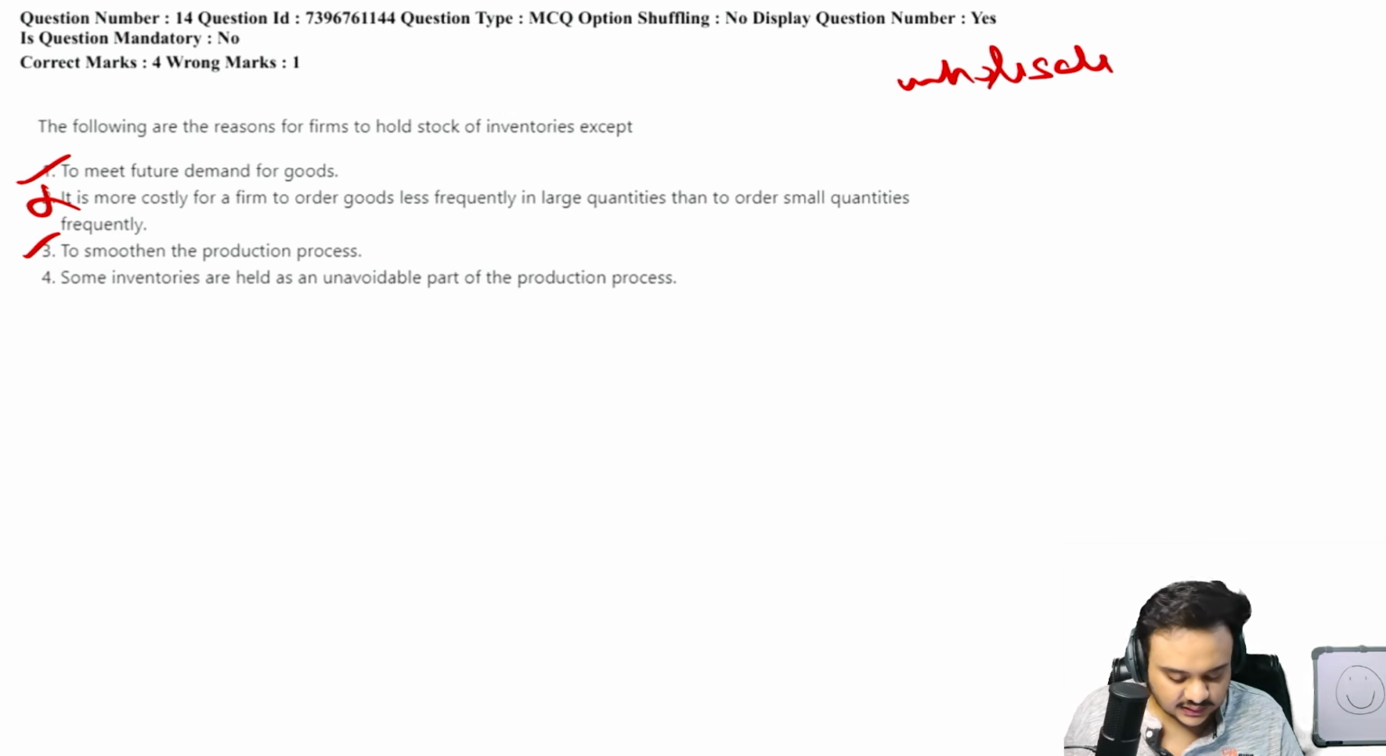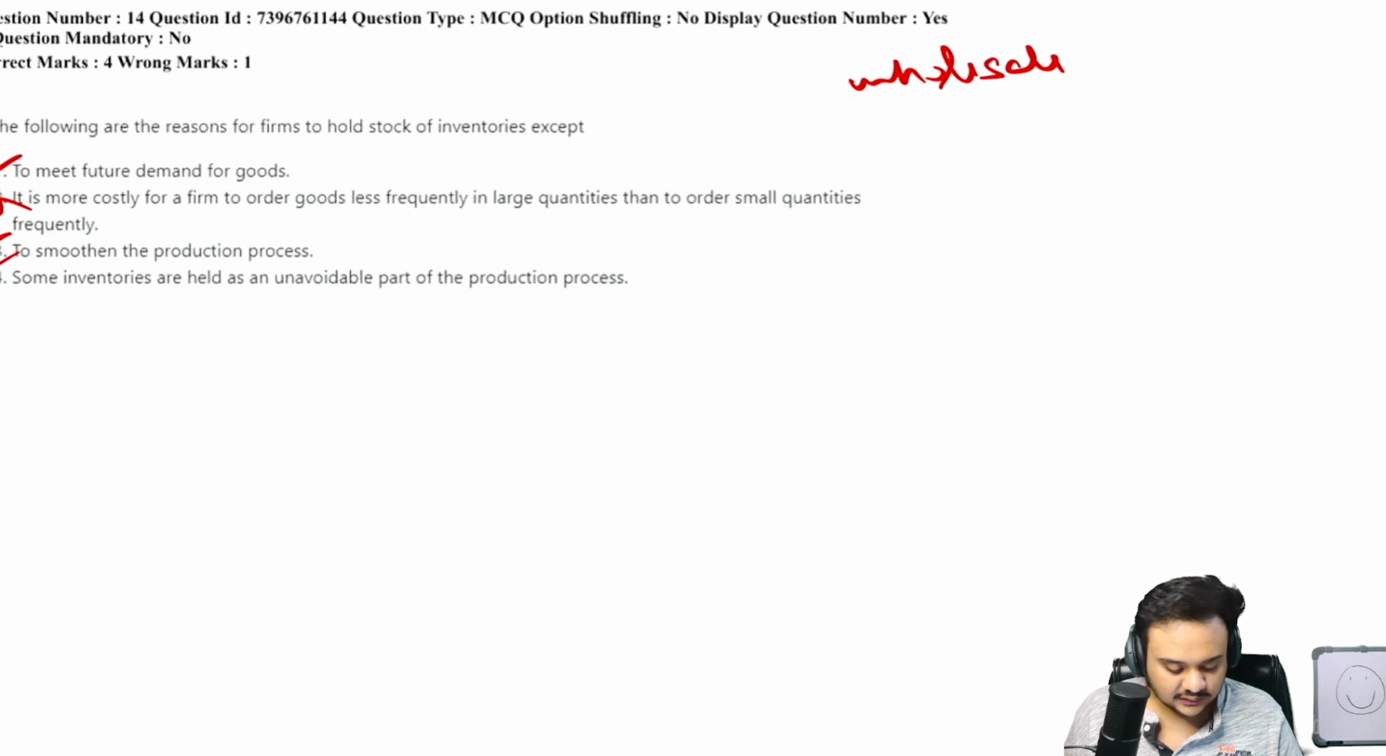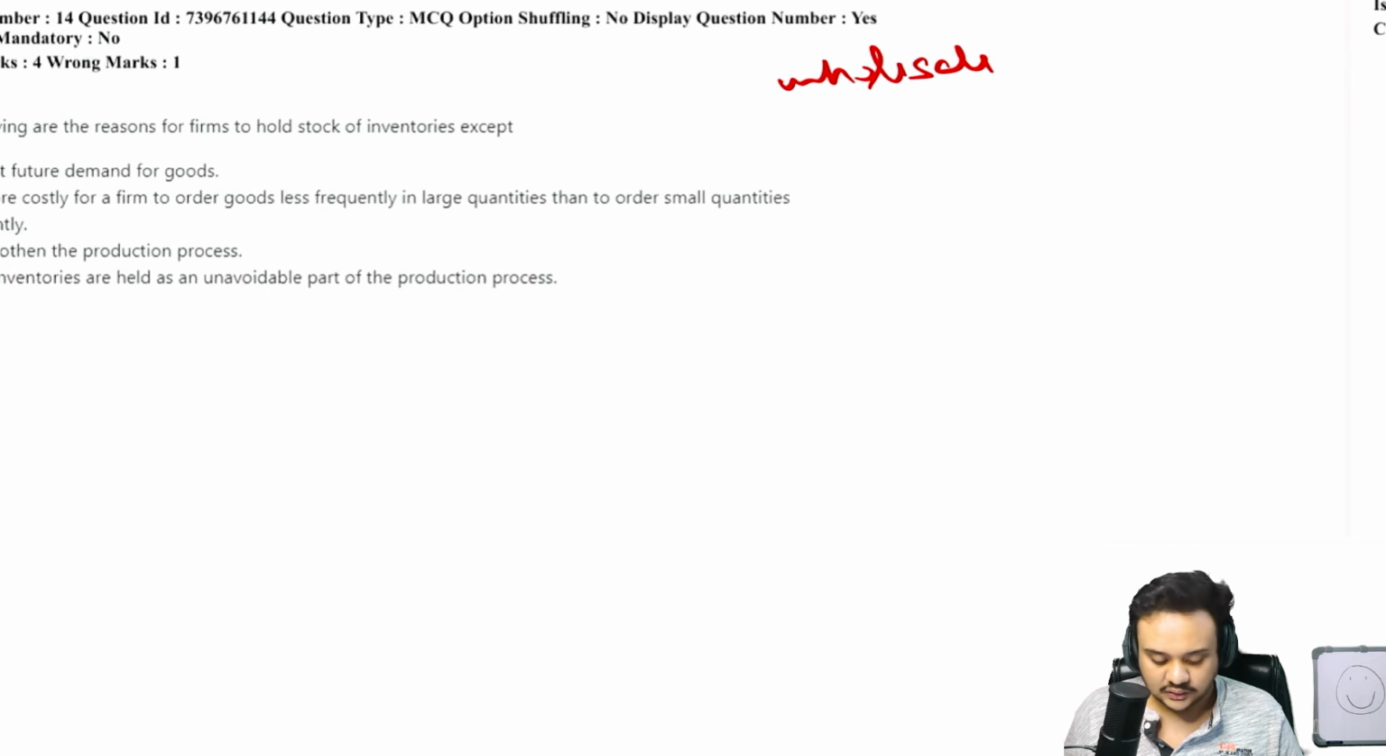Then, to smoothen the production process, obviously you keep the stock of inventory so that when the next batch comes in, until then you can keep selling smoothly. Similarly, the last one says that some inventories are held as an unavoidable part of the production process. Obviously, these are very general and vague statements, so there is nothing wrong with it. So let us move on.